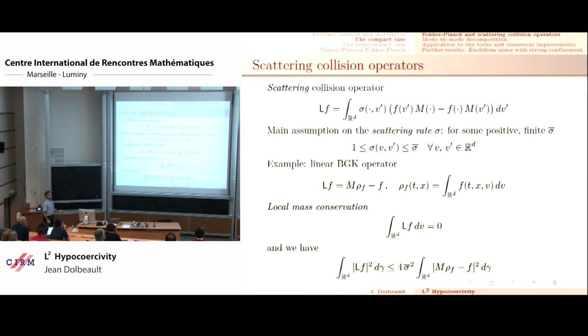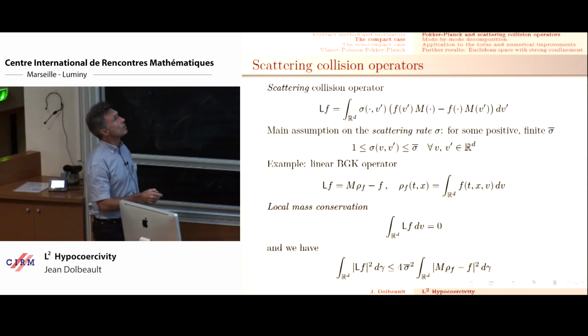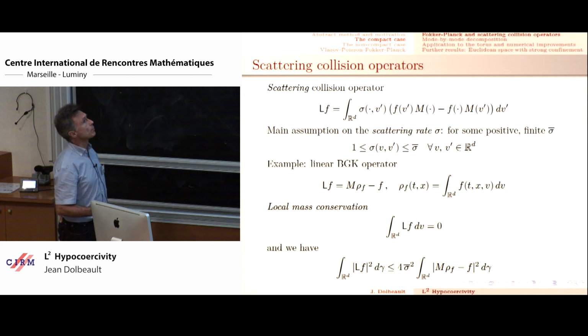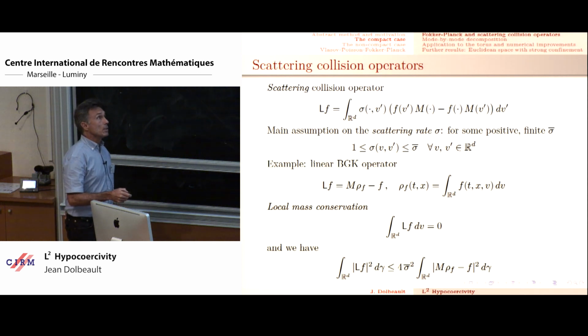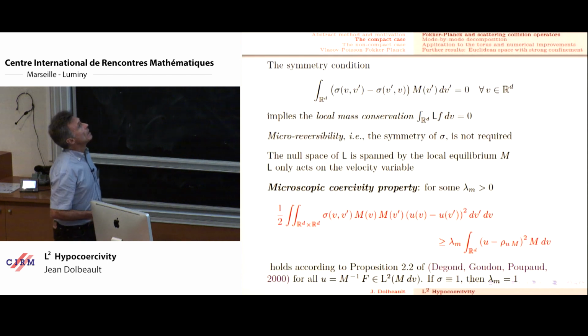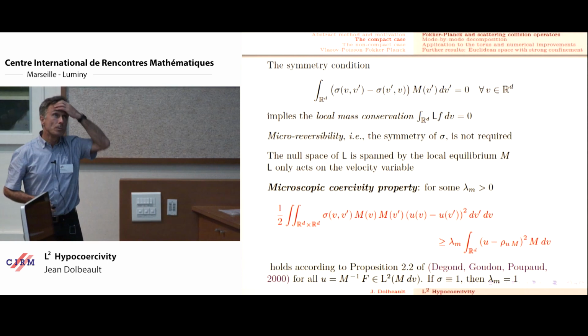Okay, another example is the generalization of BGK. So you can use a linear scattering operators with some sigma here, which needs to have some properties. You can eventually even relax this, but this makes life much more simple. So you assume that they are bounded from above and from below. This is the standard example. In that case, you get this. And otherwise, you need to be a bit more precise.